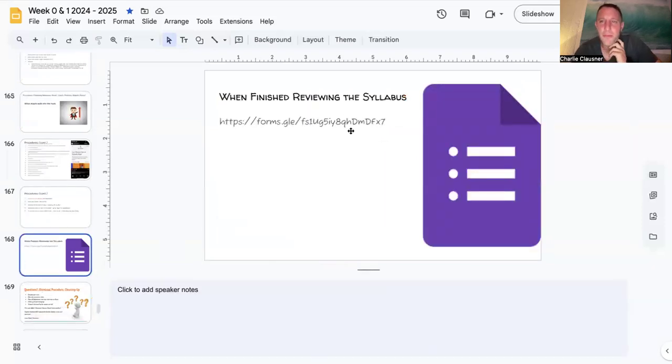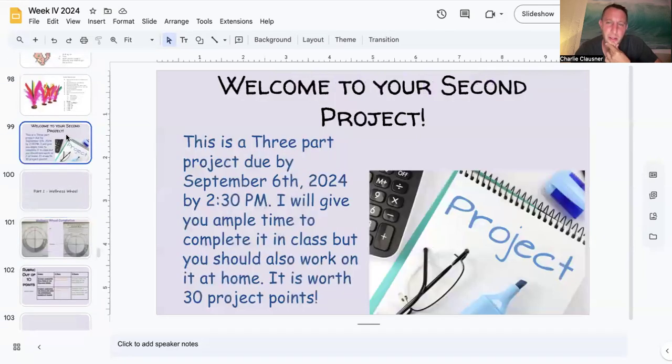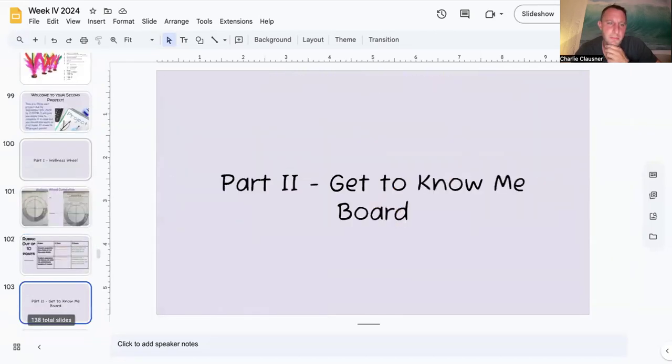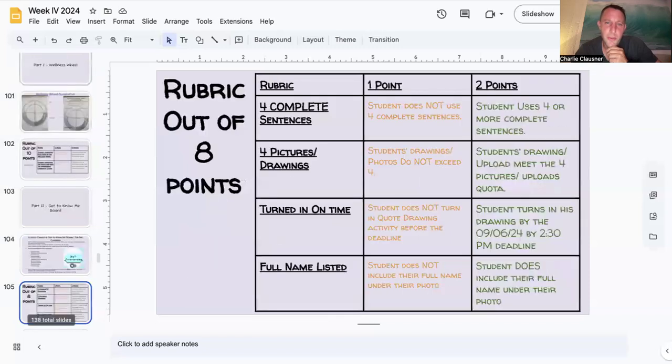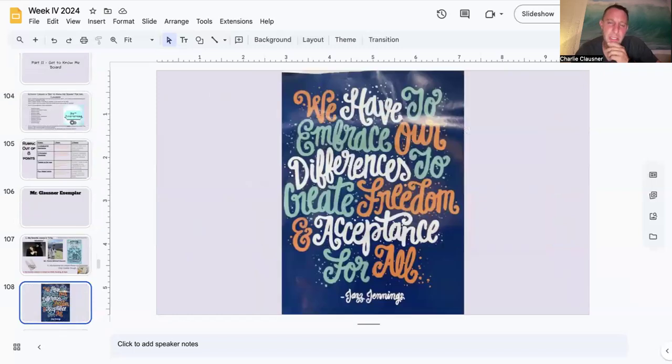And then I do have them complete a form that says they read everything. And then, have projects like this. This is their second project. Their first project, they have to go interview a former student of mine. Their second project, they have to complete Naka's wellness wheel, just checking in with themselves. They have to build their get to know me board and show me what kind of ice cream they like, what are their favorite subjects, and then embracing their differences.